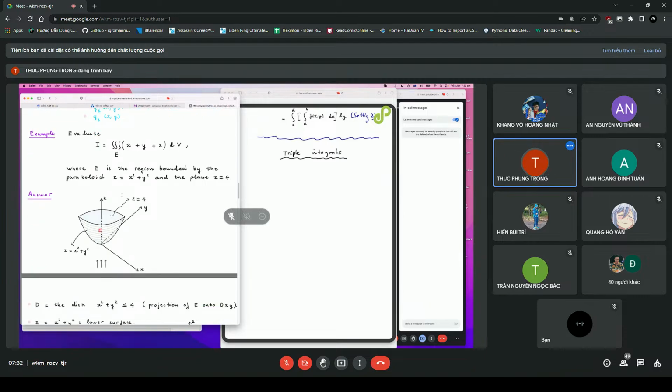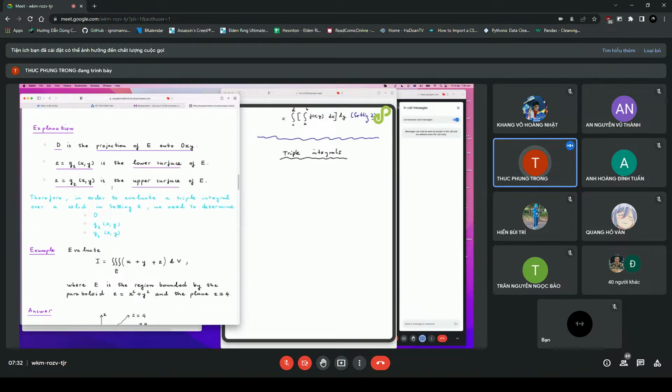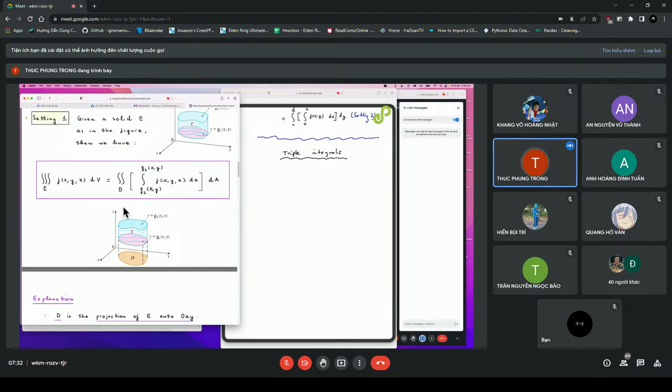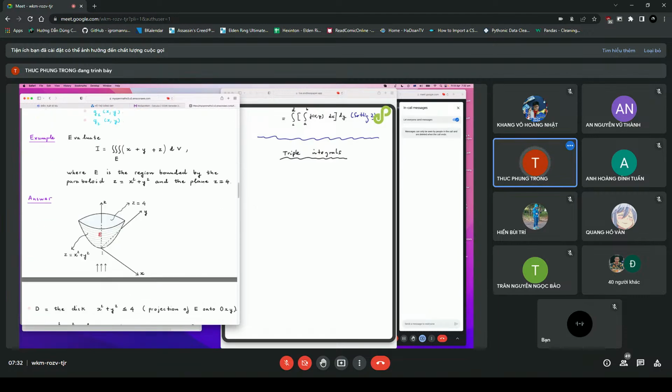So just follow exactly what we have in here. In this example, we need to get the triple integral of the function x plus y plus z. This is the function f, and the solid E is the solid bounded by the paraboloid, you see it's right here, and the plane z equals 4. So everything between the 2 surfaces right here would be the solid E.